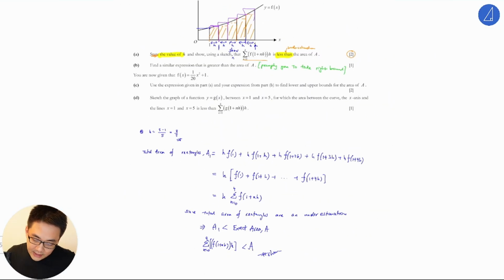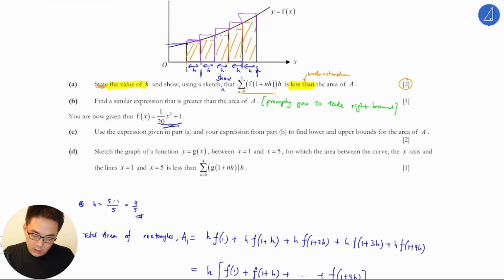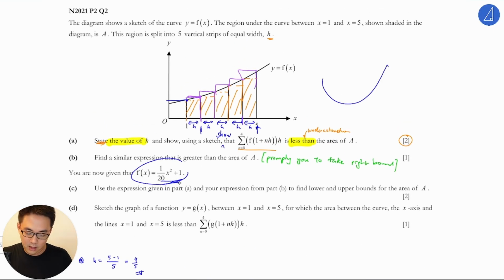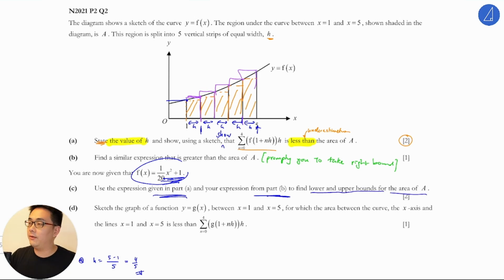You are given the f(x) now. This is important. You need to make sure the shape is at least roughly the same, because this is a quadratic curve, right? You see this quadratic curve is a smiley face, right? This curve here. Use the expression given in part A to find the lower bound and upper bound for the area A. So underestimation, overestimation, A is sandwiched in between, right?